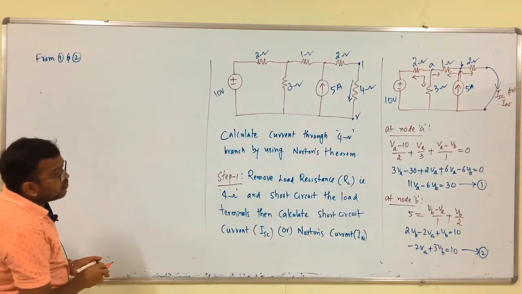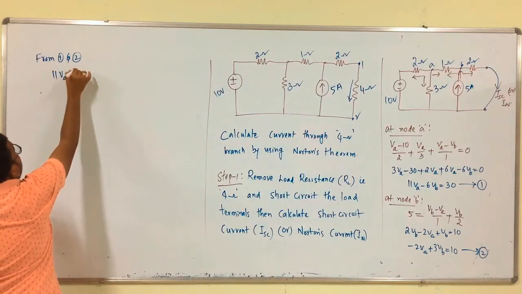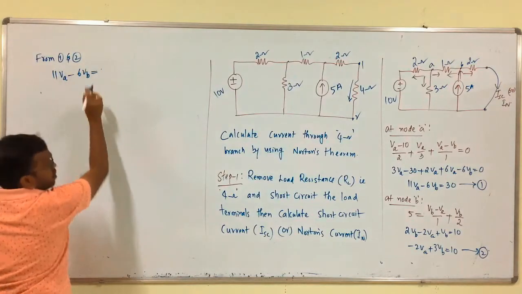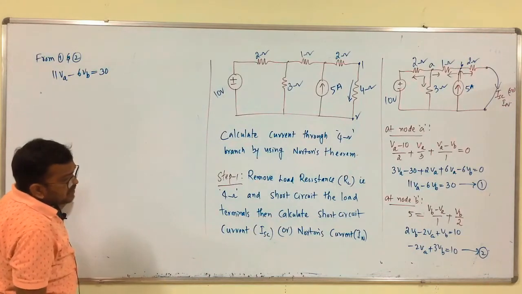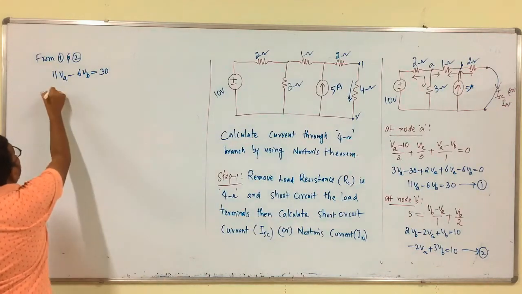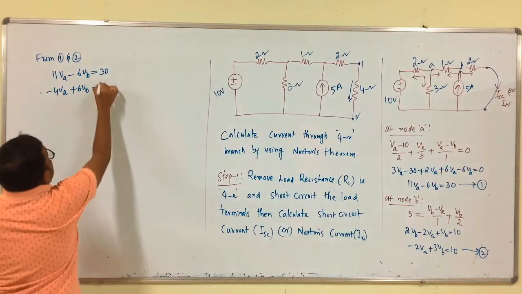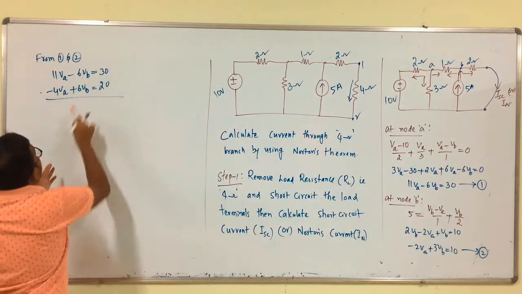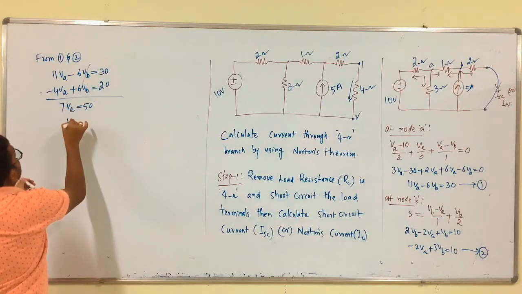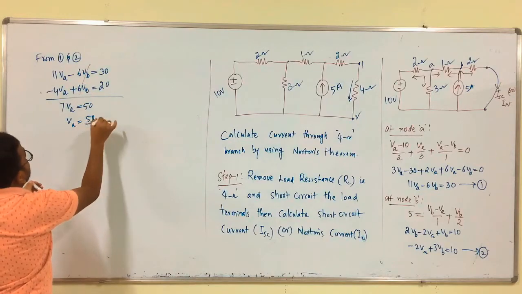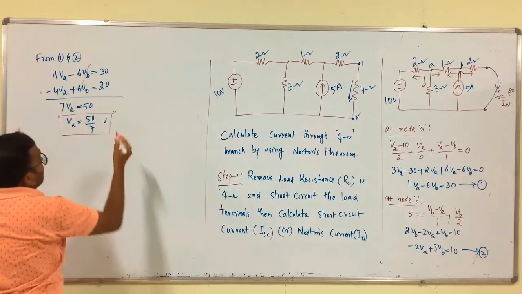From 1 and 2, 11 V A minus 6 V B, which is equal to 30, and we have to multiply the second equation with 2, that is minus 4 V A plus 6 V B, which is equal to 20. So, finally, we have 7 V A, which is equal to 50. V A is equal to 50 by 7 volts. This is the voltage at that node A.